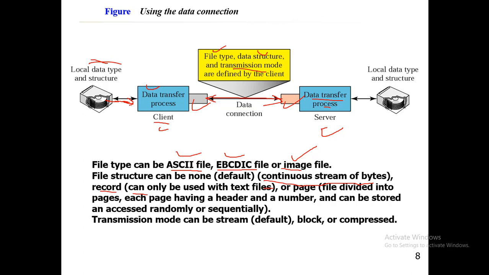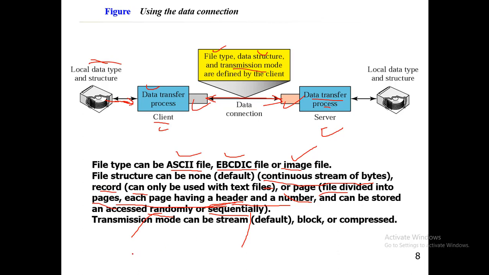Or you can also develop a page structure, where the file is divided into pages. You know about the dynamic links as well, so that is included over here. Each page has a different header and a number. You can also have the same header, but it doesn't make much sense to have the same header for two different pages. So you can use different headers as well, and these can be stored in randomly accessed memory or sequentially accessed memory. This is RAM and this is SAM. RAM is random access memory, and SAM is sequential access memory.